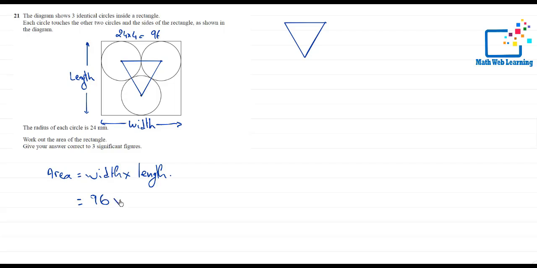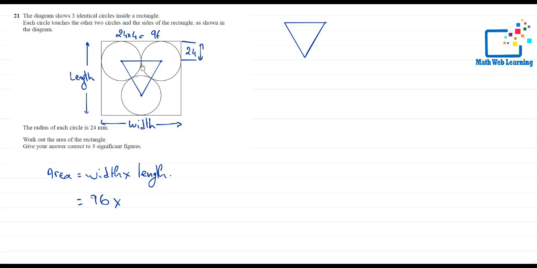We'll leave the units for now. So that's 96. The length is not as straightforward as the width, because you see the length, you've got this radius and this radius, but this radius overlaps with this radius. So to calculate the length, you need to do the radius, that one. So from there, we'll do 24, and we've got another one. We need to do this height here.